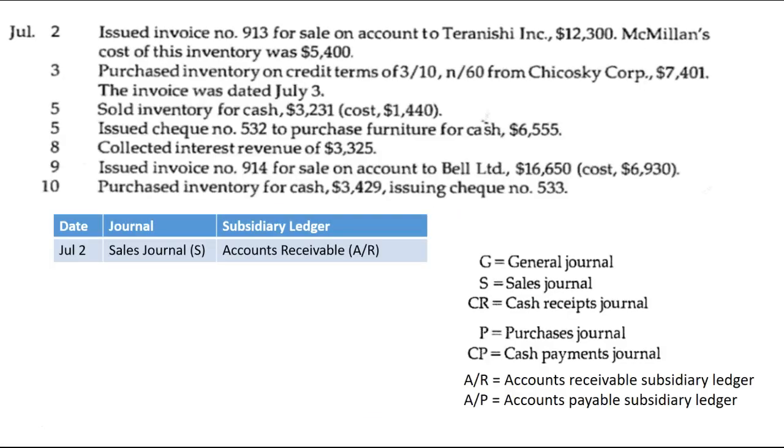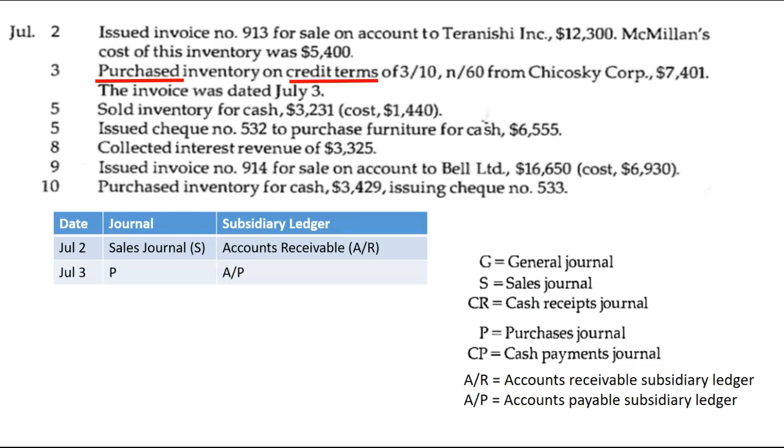So let's look at the next grouping. Let's take a look at the July 3rd transaction. On July 3rd, they purchase inventory on credit terms. So they're purchasing, which gets us down here into either cash payments or purchases. And they're doing it on credit terms, which means they're purchasing it using an accounts payable with this company. So in July 3rd, it's going to be purchases journal, again non-cash, and accounts payable subledger because it's on credit terms. We move to July 5th.